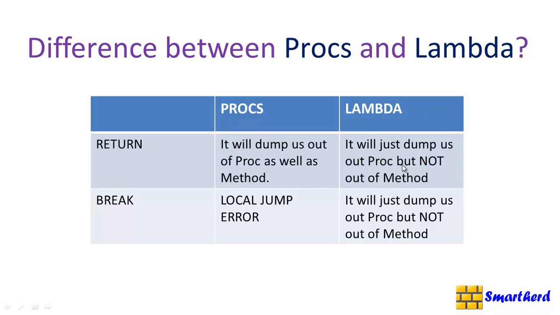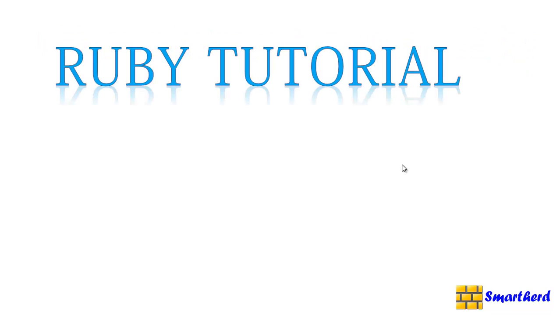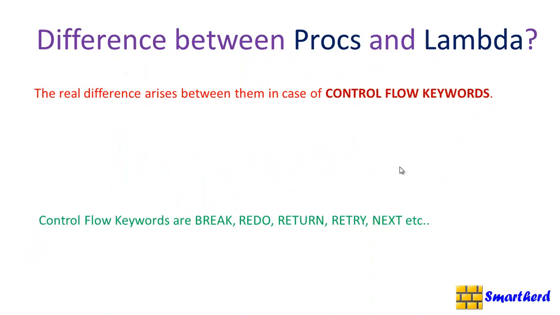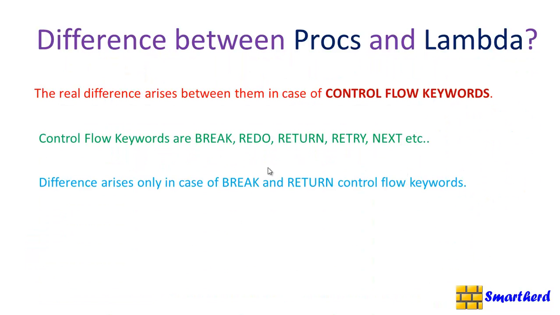Now what about the rest of the control flow keywords? Yeah, here: redo, retry and next. You can try these three keywords guys instead of break and return. Just try redo, retry and next. It will all show the same output in all the cases. So this actually does not depict the difference between the procs and lambda. That is why I am not showing it. Yeah, because in case of only break and return you will get the differences.